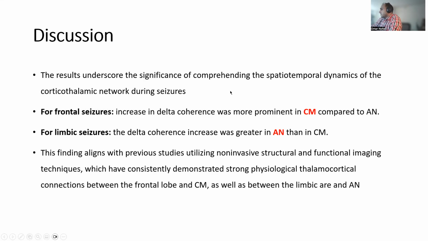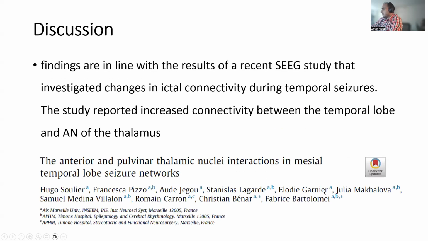Furthermore, these results underscore the significance of comprehending the spatiotemporal dynamics of the corticothalamic networks. So for frontal seizures, there was an increase in the delta coherence in the CM compared to the anterior nucleus, while for limbic seizures, the coherence increase was greater in the anterior nucleus compared to the CM. And these findings align with prior non-invasive structural and functional connectivity studies, which consistently demonstrated strong physiological thalamocortical connection between the frontal lobe and the CM and the limbic regions and the anterior nucleus of the thalamus.